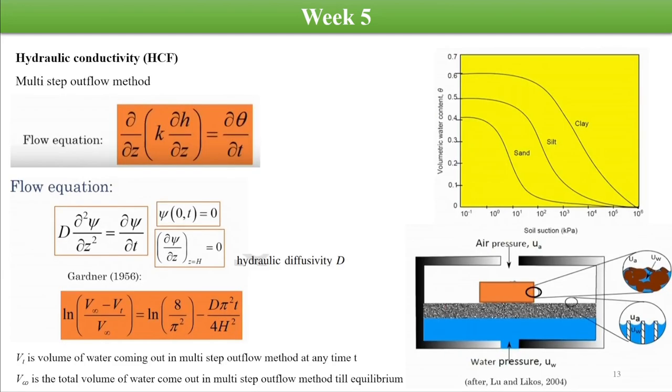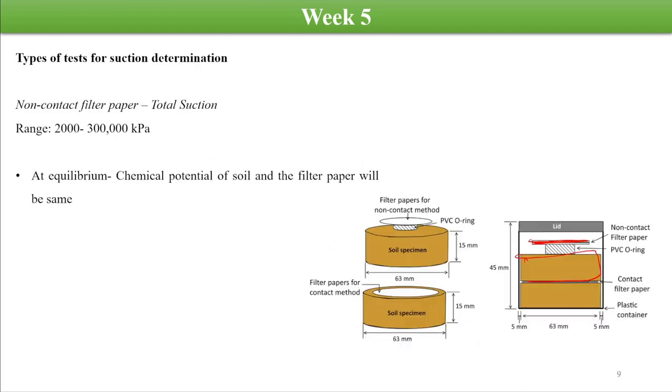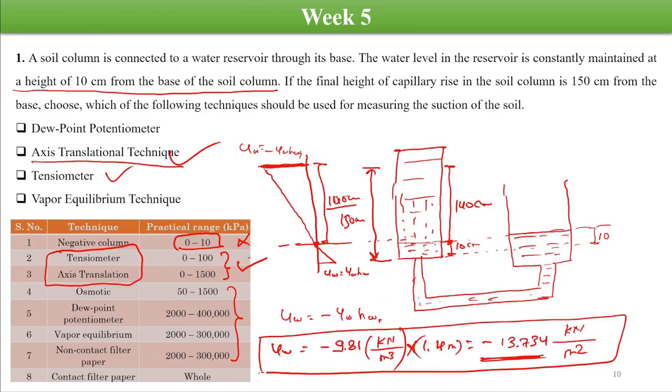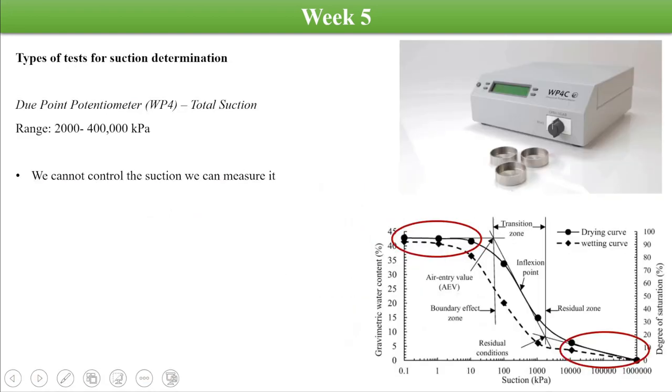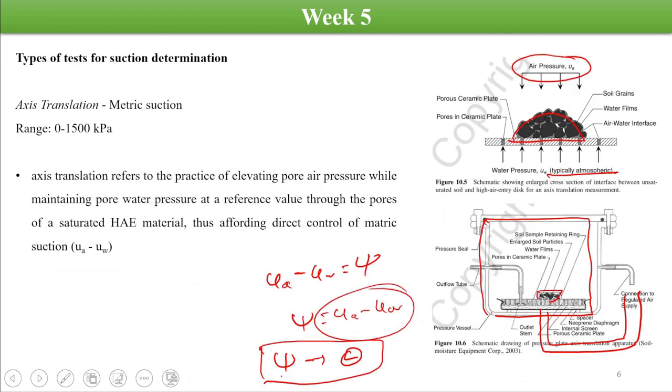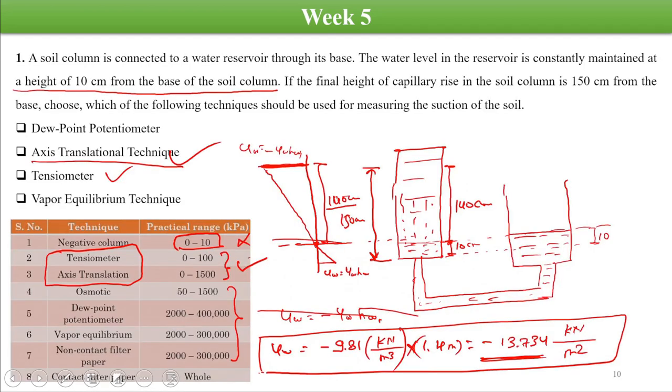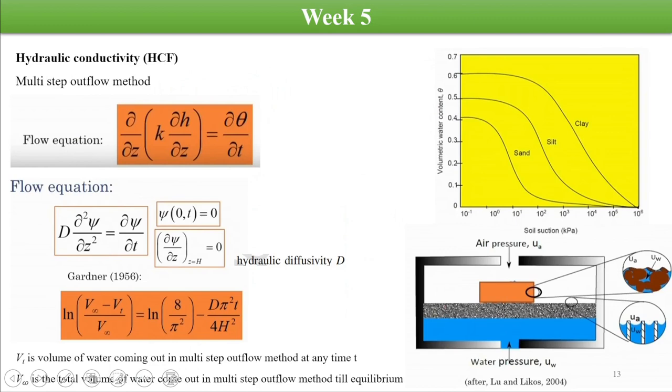Okay, so if we see the multi-step outflow method, it is basically the same as the method which we have seen here, that is called the axis translation technique. So let me show you the axis translation technique, in which we have a chamber where we have the freedom to regulate the matric suction value by regulating the pore air pressure, or the air pressure, and based on this we can say that we have regulation over the matric suction. Fine. So this multi-step outflow method is actually the same as that method.